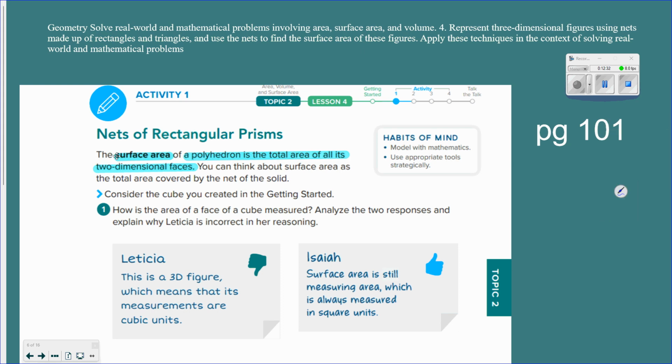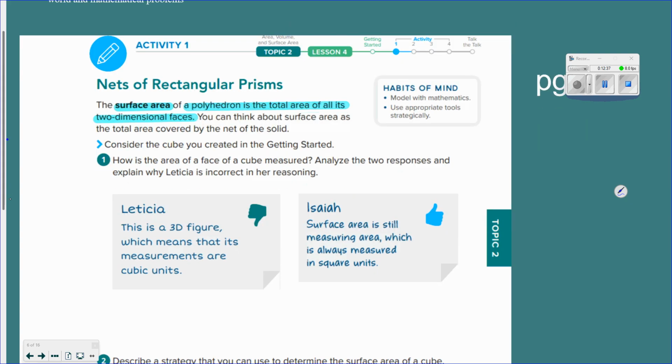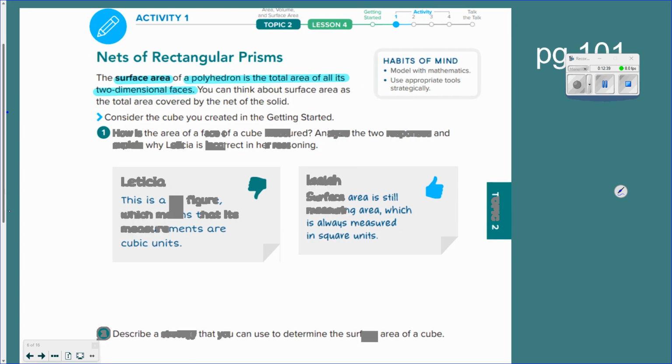So consider the cube you created, which we didn't actually create, but we did all the drawings. How is the area of a face of a cube measured? We're going to give you 2 responses. I want you to explain why the second one is incorrect. So let's talk about this at the table. We'll give you 2 minutes. Hopefully most of you caught it.